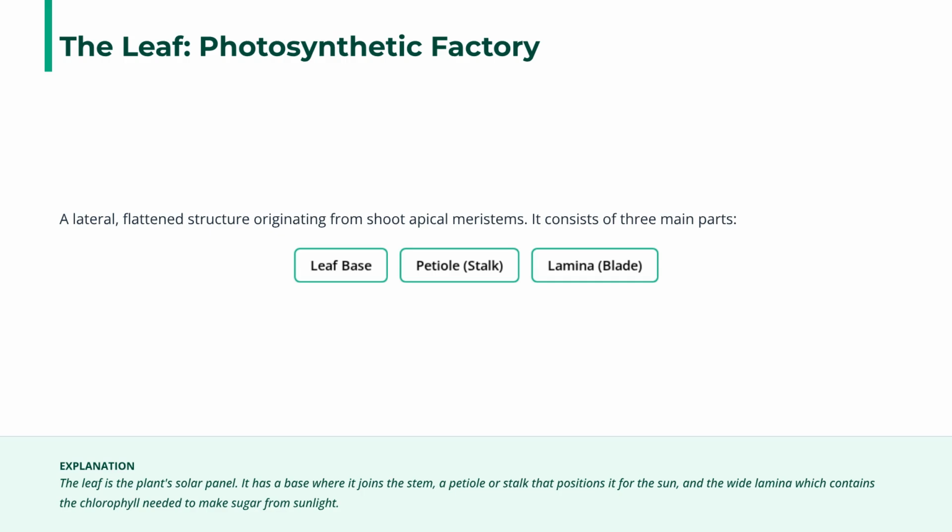The leaf is the plant's photosynthetic factory. It is a lateral structure consisting of the leaf base, the petiole or stalk, and the wide lamina or blade, which contains the chlorophyll for making sugar.